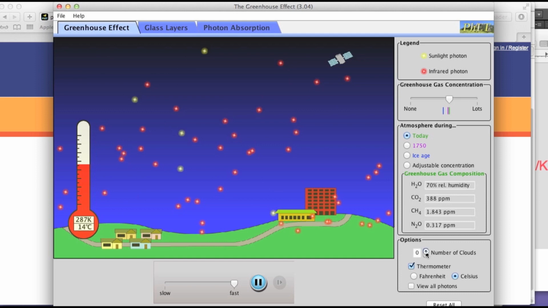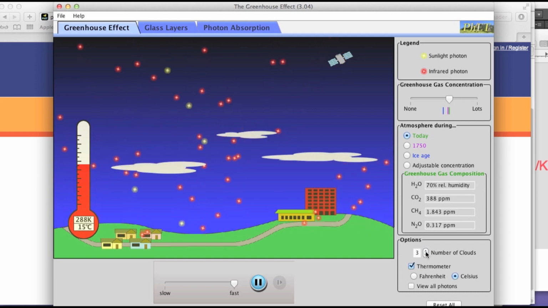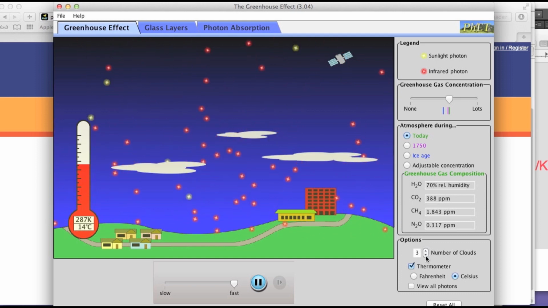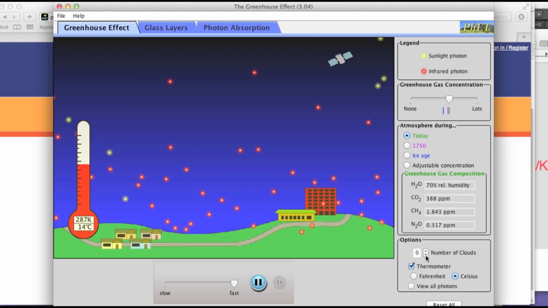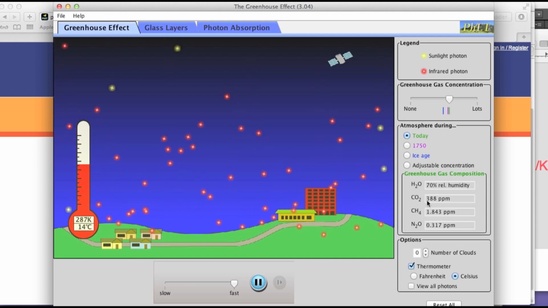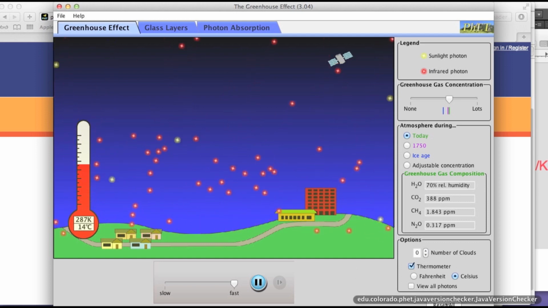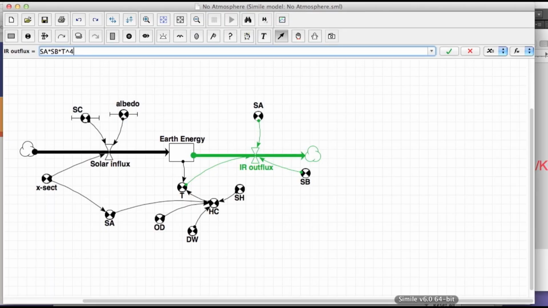We can throw some clouds in here too if you want. Makes it rather pretty. Now clouds are of course the nightmare in modeling. They're the thing we understand the least about, but we're getting a better hold on those guys. Alright, now with that in place, come back over here.